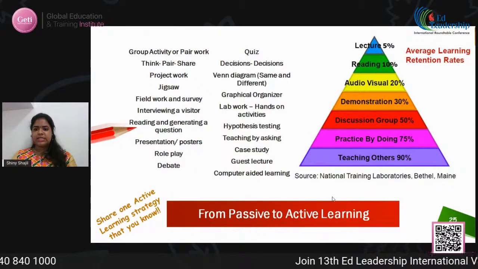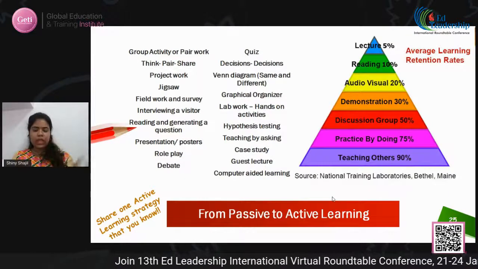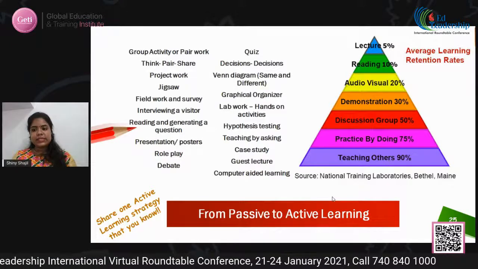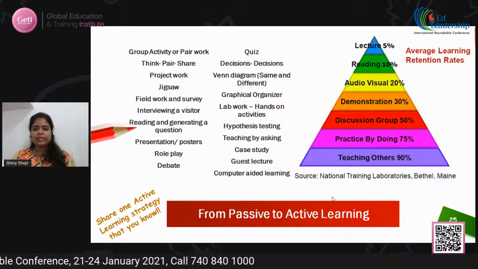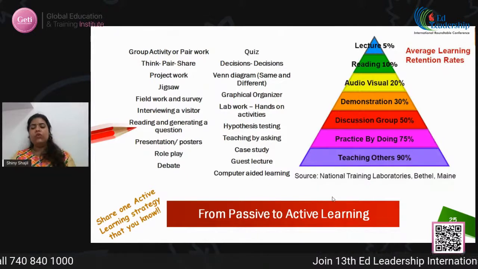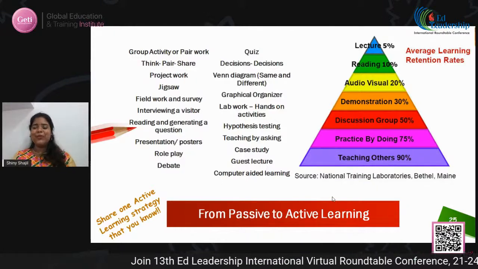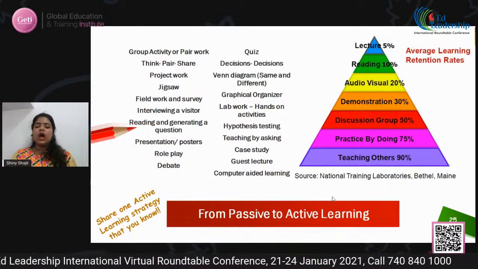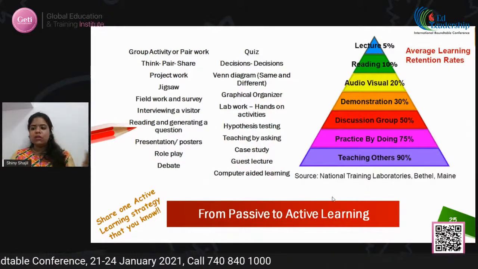Then hypothesis testing, teaching by asking. You keep asking them questions. You don't give out the answer, you keep asking them, and they themselves unknowingly come up with answers. Case studies are very effective. They improve reading and analytical skills. Guest lecture, they get to meet someone else, again a more knowledgeable other. And computer aided learning, where we are completely through the computer, so that's something that we achieve every day in online class.